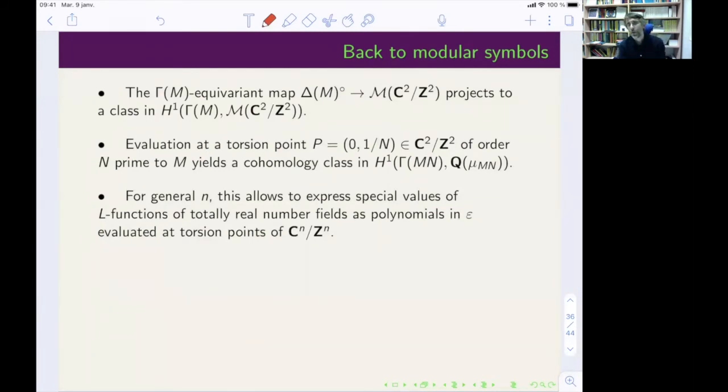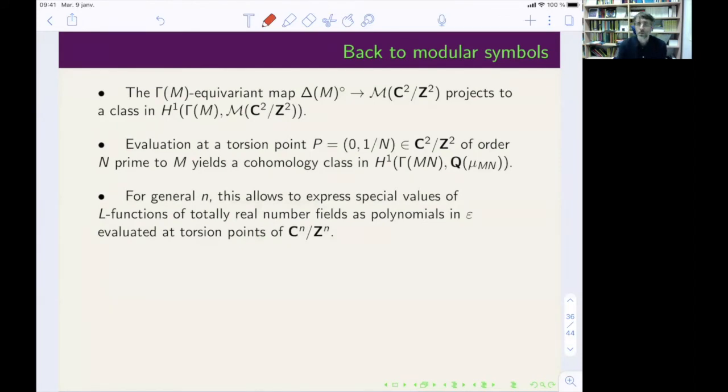And so for general n, what you get is that when you evaluate this cohomology class, you get special values of L functions on one side. But on the other side, because you have this very explicit expression in terms of the cotangent function, you can express these L values of a totally real number field as a polynomial in the cotangent function evaluated at torsion points of C^n mod Z^n. So that's the kind of thing you can gain in general.